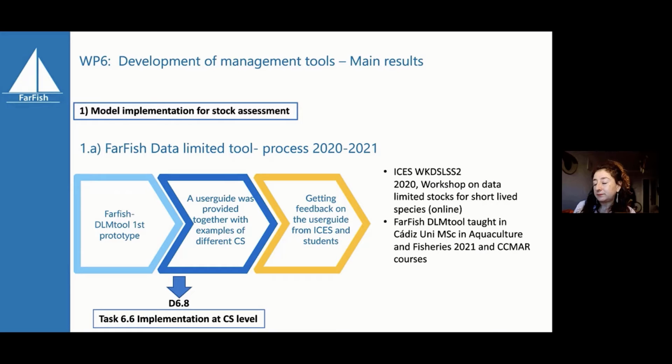We presented it in different workshops at the ICES, and the last time that it was presented was in 2020. This has also been used in different courses at the University of Cádiz and the University of Algarve.